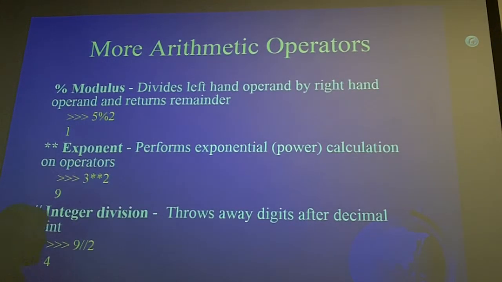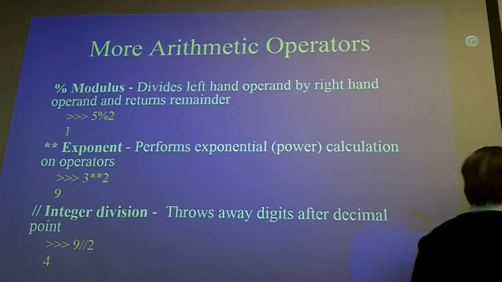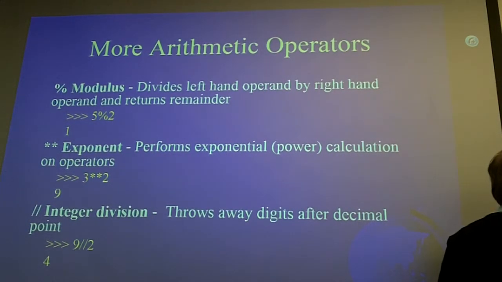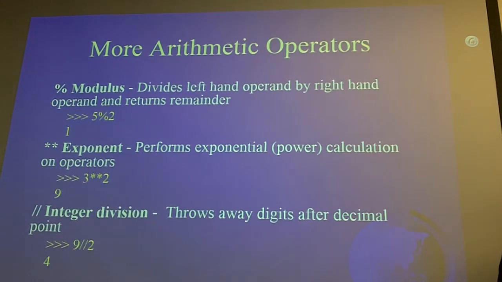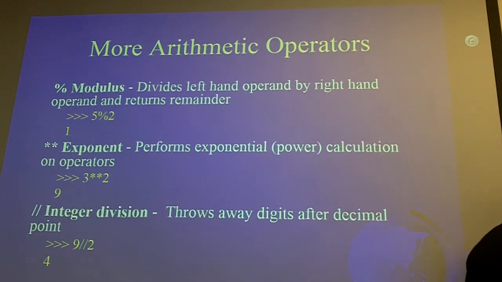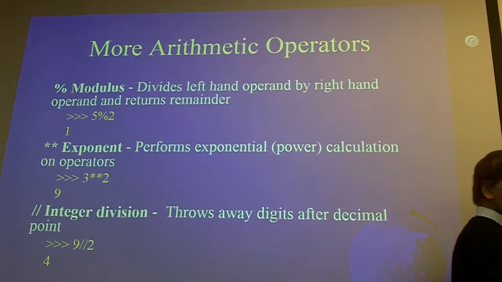So seven modulus 2 will also return, so not divided, but remainder. Seven modulus 2 will give us 1 remainder.